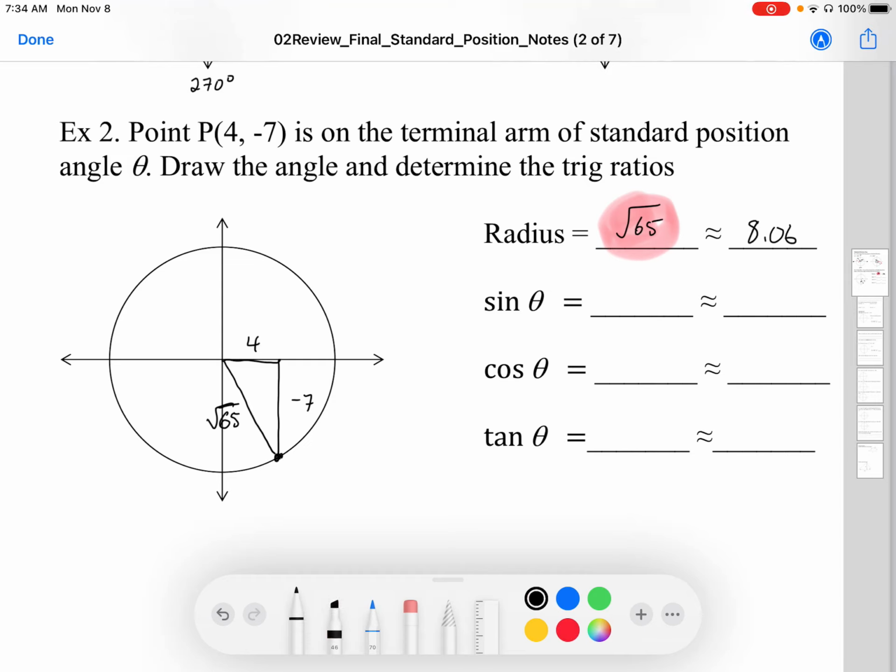So when we go to our sine ratio, sine is always going to be the vertical. So we're going to use this y coordinate over the radius. Okay, the cosine is going to be the horizontal or the x coordinate. Cosine is +4 over √65, and tan will be the slope. We have negative slope, a rise of -7, a run of +4. Okay, and we can work out the decimal values of these as well. That's about -1.75.